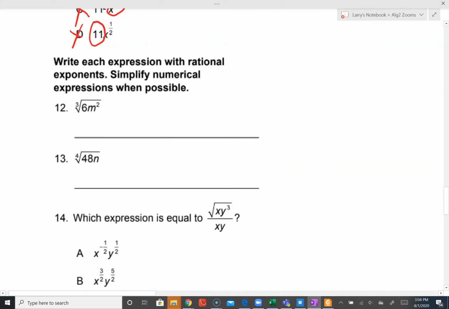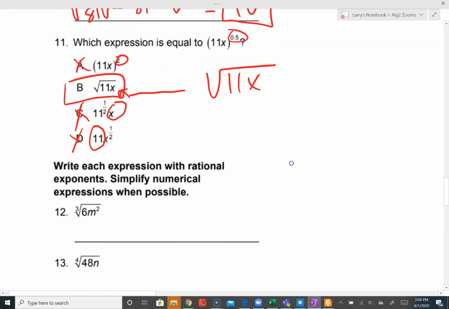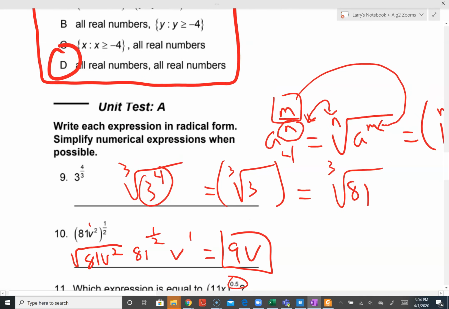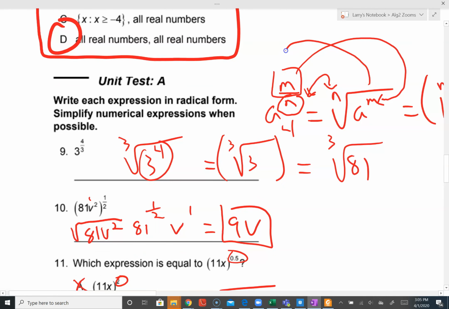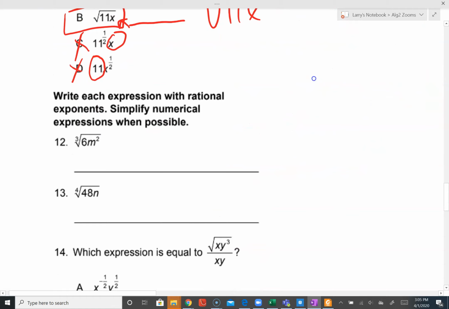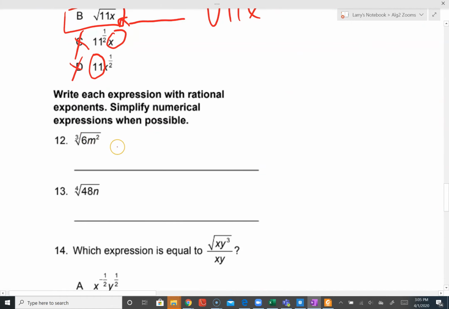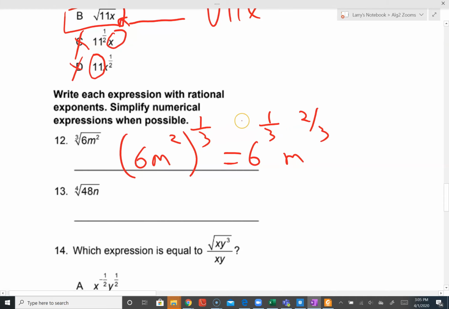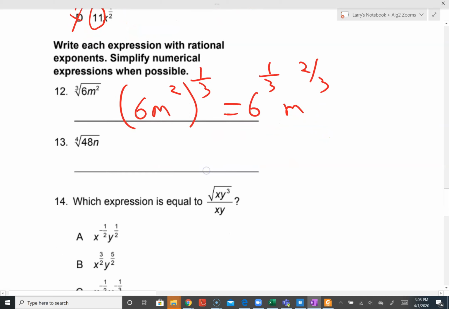13. Write each expression with rational exponents. So here we're going this way with it. I mean, we're going from the radical to the rational. So the cube root is the same as the 1/3 power. So I can write this as 6m squared to the 1/3 power. I could use the power rule and multiply. This would be 6 to the 1/3, m to the 2/3. Either of these expressions would be satisfactory.